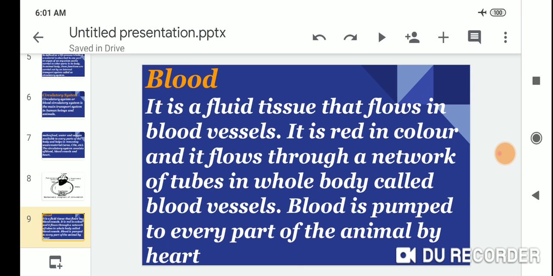Blood. It is a fluid tissue that flows in blood vessels. It is red in color and it flows through a network of tubes in the whole body called blood vessels. Blood is pumped to every part of the animal by the heart.